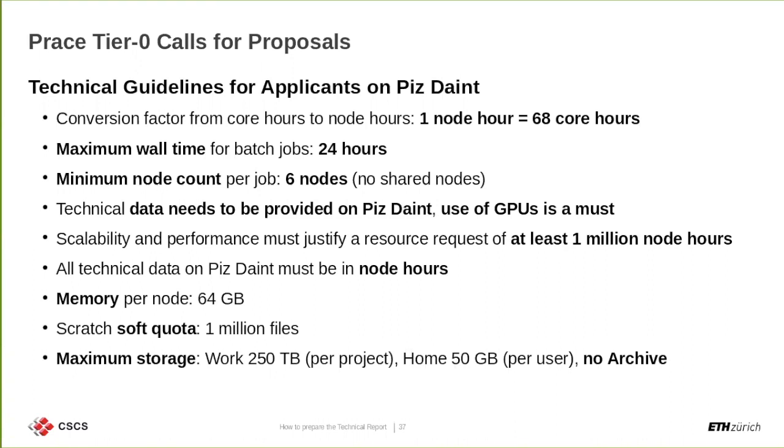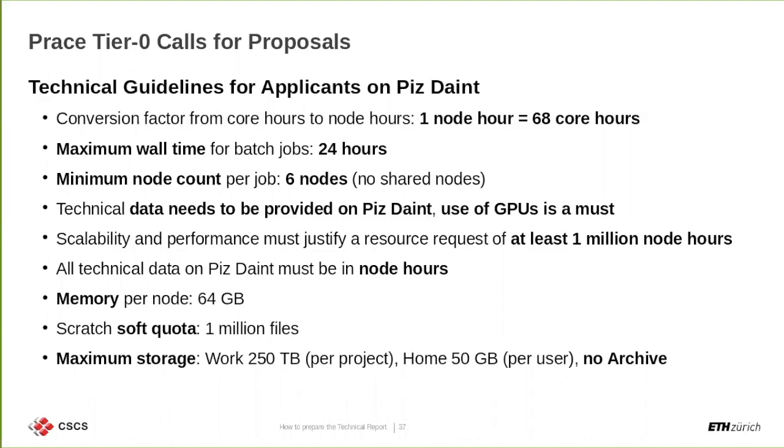And last but not least, some numbers of these technical guidelines for PITSDINT. In general, in the PRACE proposal, you are asked to put some core hours, while on PITSDINT we do every calculation in node hours. So there is a conversion factor, which is 1 node hour is equivalent to 68 core hours. You can do all your benchmarks in node hours, and in the end, for the final request, you just multiply that by 68 to retrieve the hours that you put in the PRACE form. The maximum wall time on PITSDINT is 24 hours, and the minimum node count for a PRACE project on PITSDINT is 6 nodes. So take that into account.